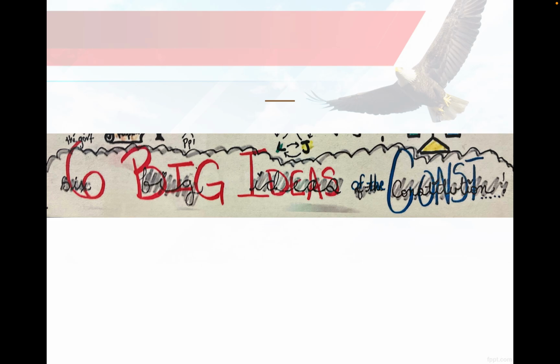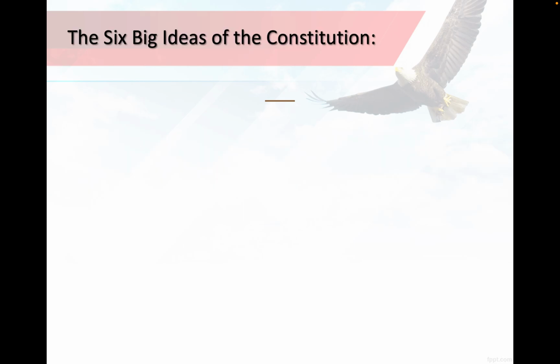Today we're going to focus in our unit on our founding documents. We're going to be talking about the Constitution, and we're going to specifically focus on the 6 big ideas of the Constitution. I did a drawing of all the 6 big ideas to help my students remember what they are. You can see here the title of your page for these notes is going to be the 6 big ideas of the Constitution.